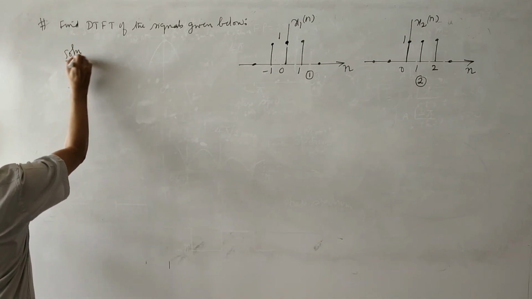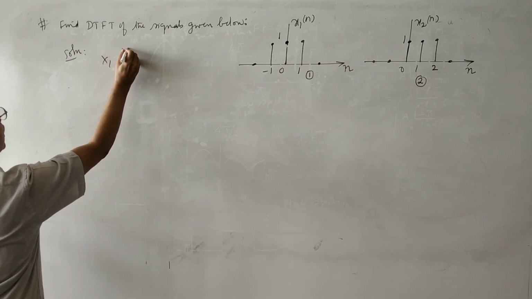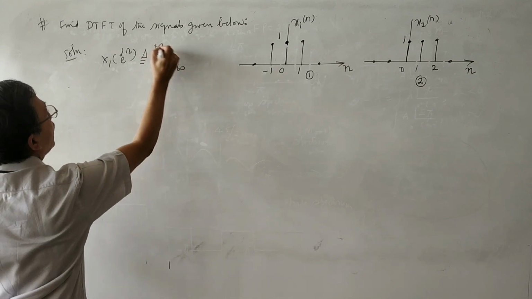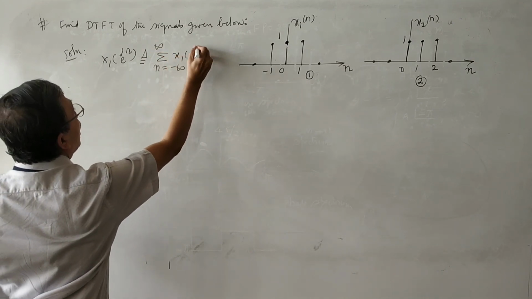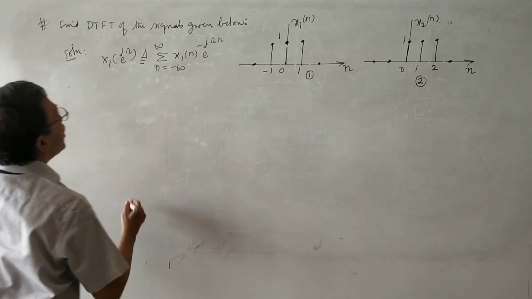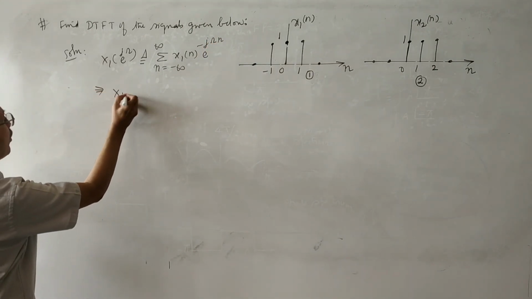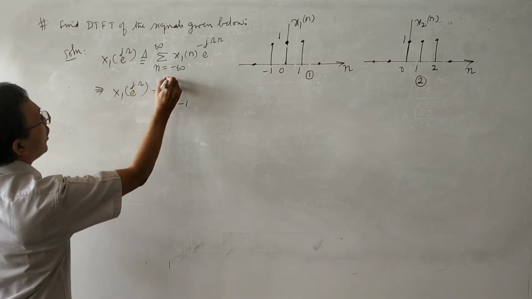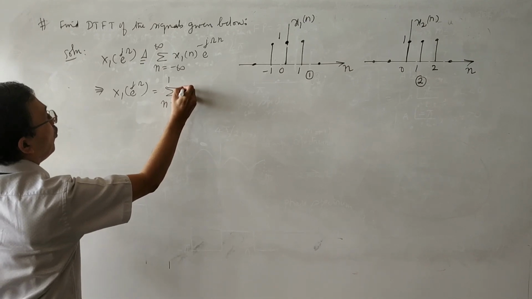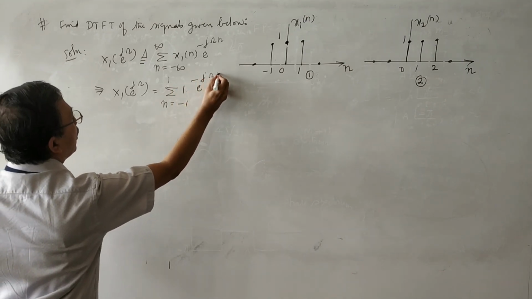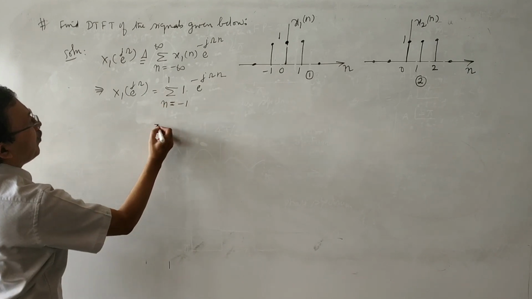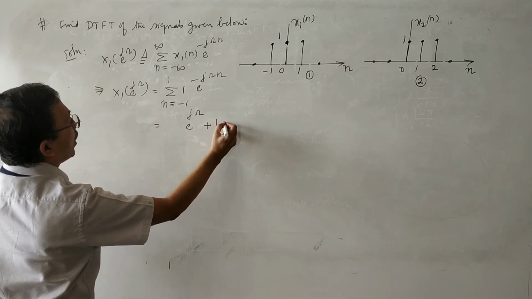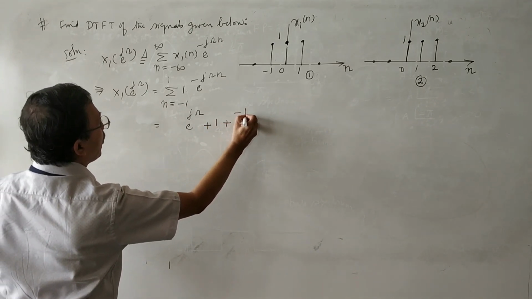Solution. x1 of e power j omega by definition is summation n equals minus infinity to plus infinity x1 of n into e to the power minus j omega n. This implies x1 of e power j omega equals summation n equals minus 1 to plus 1. What is x1 of n? 1 into e to the power minus j omega n. Expand this summation now. When n is minus 1, you get e power j omega. When n is 0, you get 1. When n is 1, you get e power minus j omega.